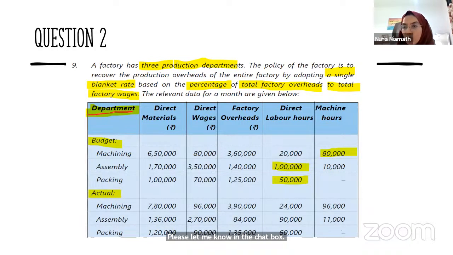Atira says budgeted. Okay. How about the others? Anyone else? How about the others?